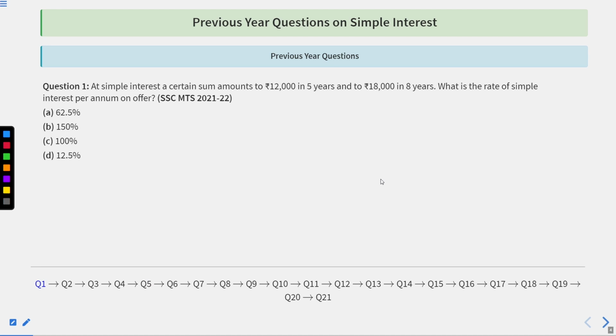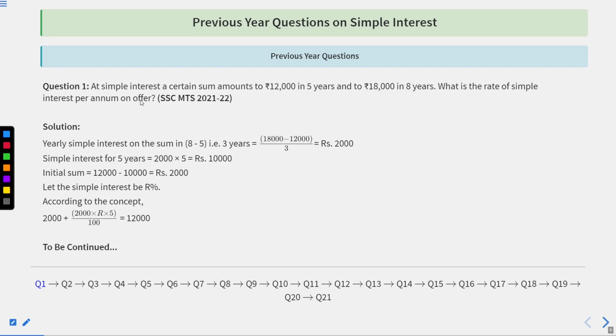Question number 1. At simple interest, a certain sum amounts to 12,000 rupees in 5 years and to 18,000 rupees in 8 years. What is the rate of simple interest per annum on offer?